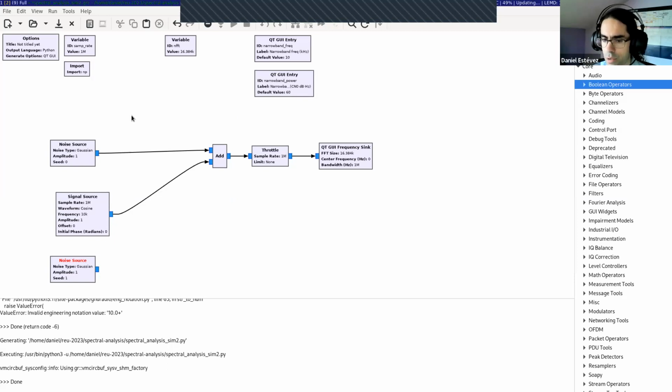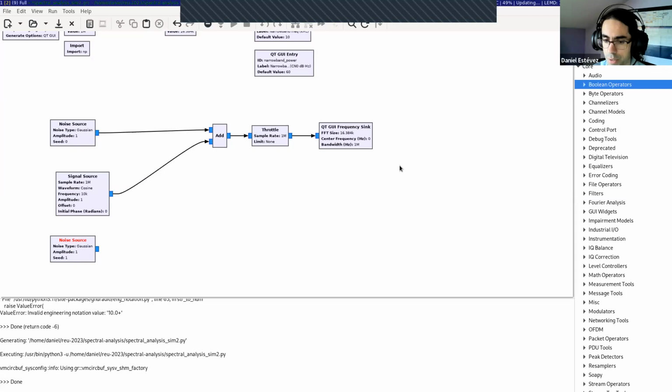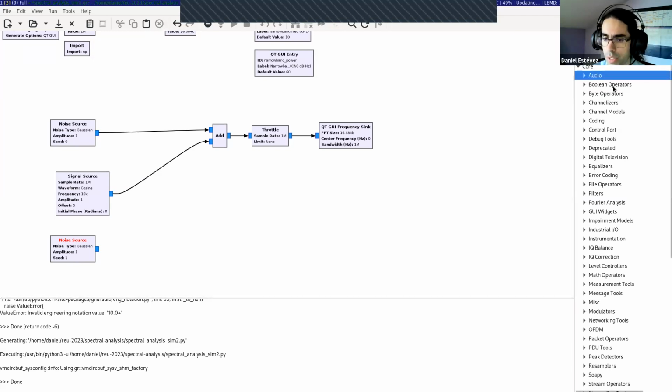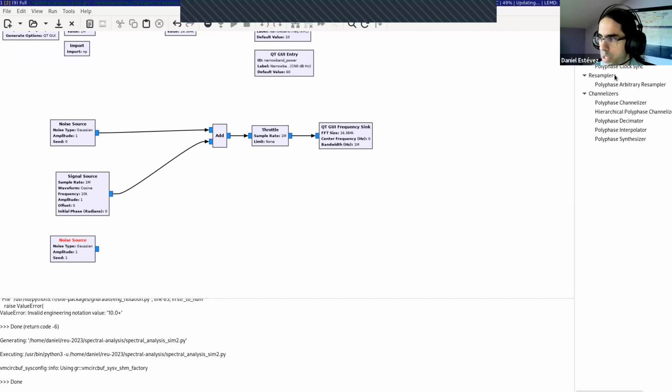The first is to pass the noise through a low pass filter or through any type of band pass filter. By doing so, we are removing the noise we don't want, and we only let through the noise in the pass band of the low pass or band pass filter. But there's another interesting way to generate our noise, which is to use a polyphase arbitrary resampler.